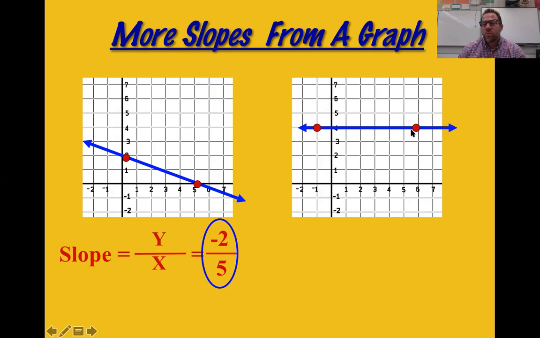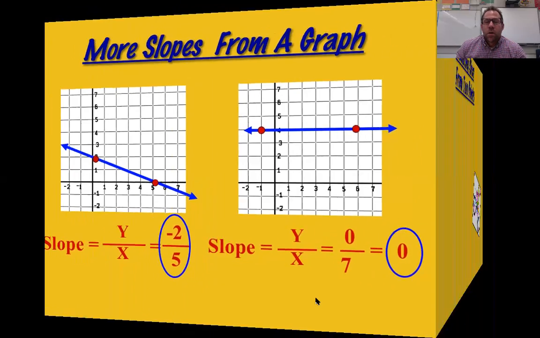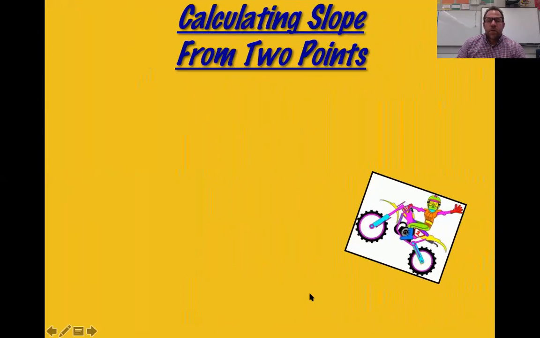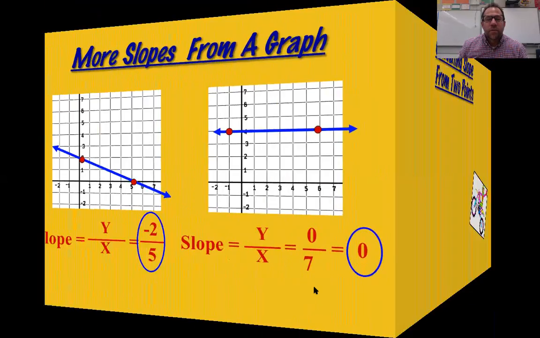Now, I'm not going up or down. I'm only going sideways. So my rise was 0, right? Because I didn't go up and I didn't go down. There was no rise. My rise was 0, and my run, I went 1, 2, 3, 4, 5, 6, 7, and 0 divided by 7 is 0. So this is a slope of 0, okay? Slope of 0. Okay, so that was when we were looking at graphs.